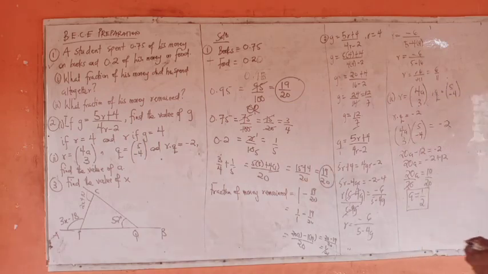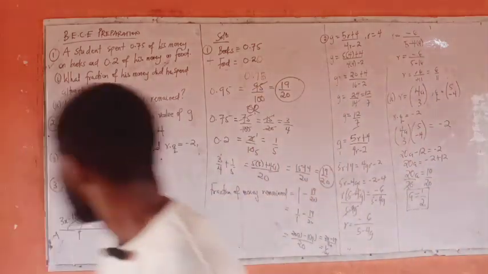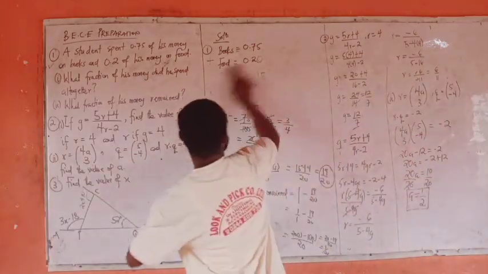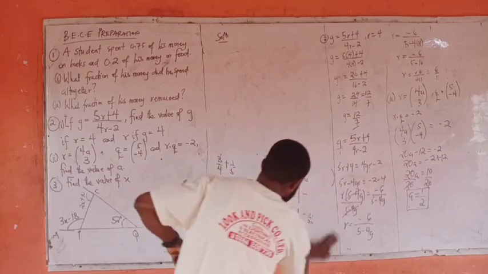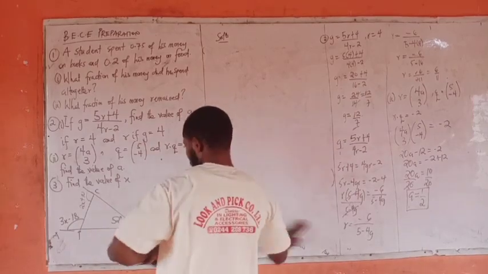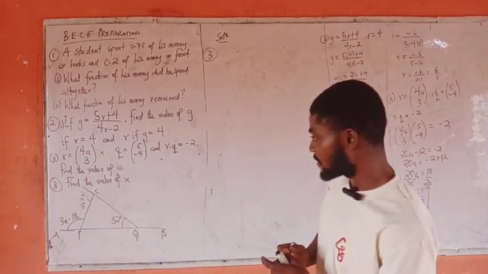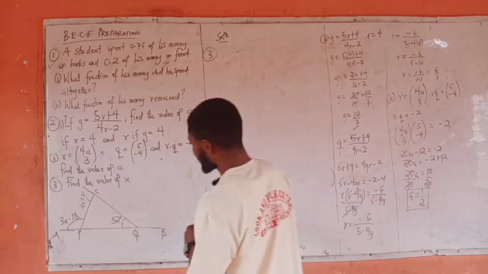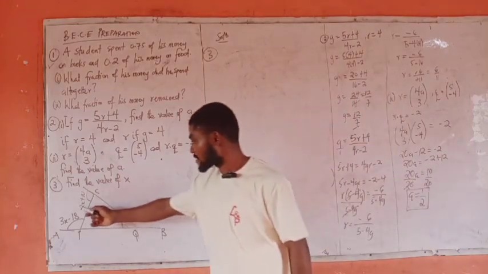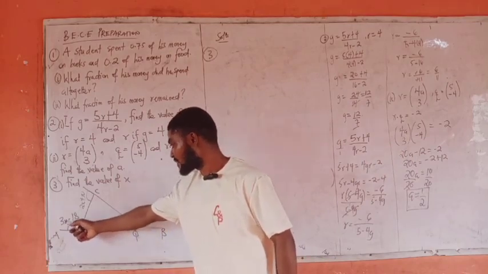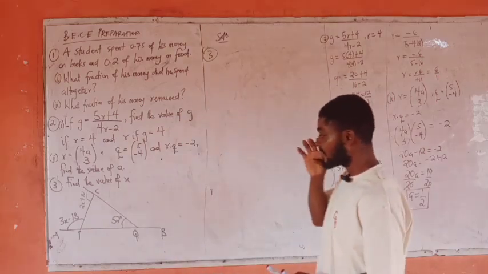Then the last one, which is a diagram, I would like to put it over here so that you can see it clearly. So we've been asked to find the value of x from the diagram. The diagram has this particular form. There is 2x plus 10 here, there is 3x minus 18 degrees here, and there is 52 degrees over here. We want to find the value of x.